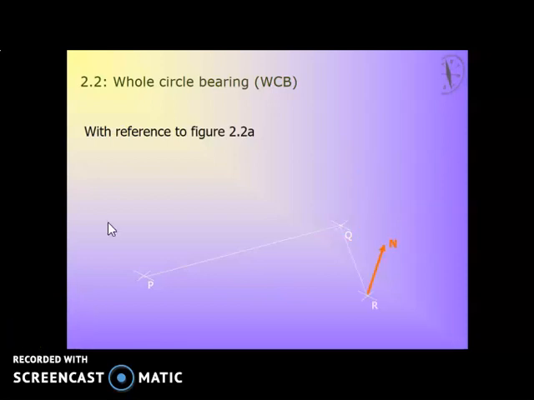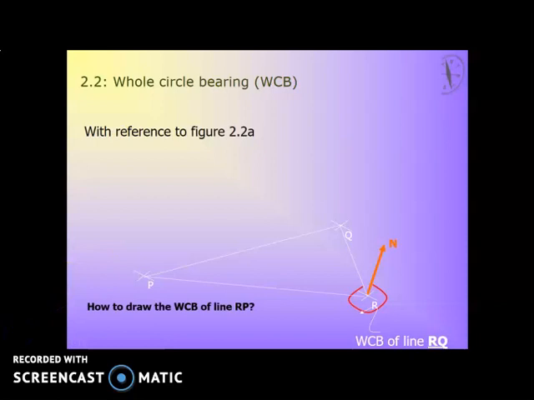In the same way, if you want to identify the whole circle bearing of the line RQ, you will need to draw the north from the starting point of the line RQ, which is at the point R, and you rotate in a clockwise direction from your reference north towards the line RQ, and you are going to end up with this particular angle. So this angle becomes the whole circle bearing of the line RQ.